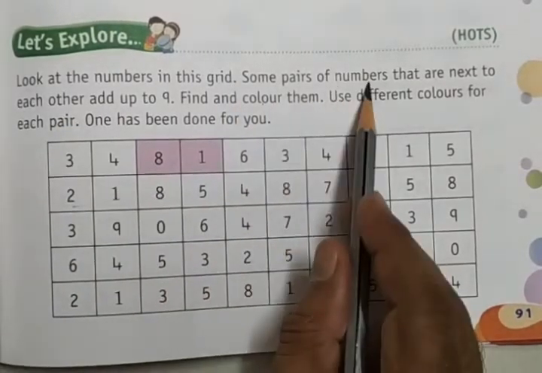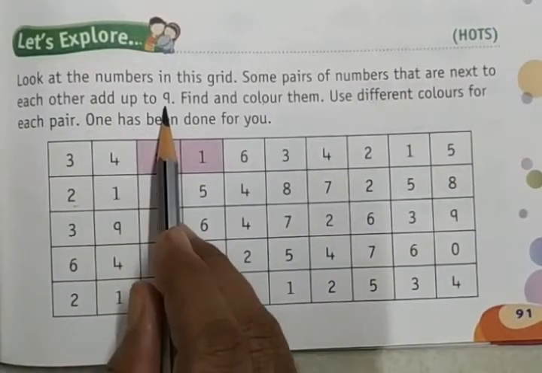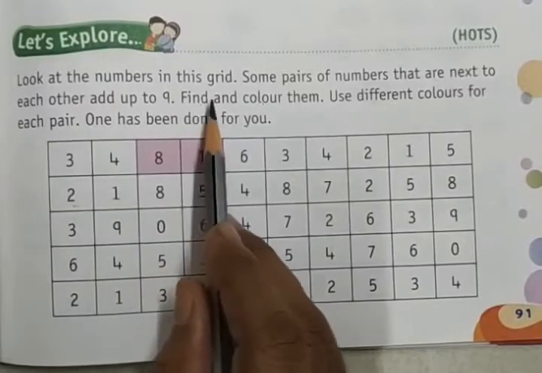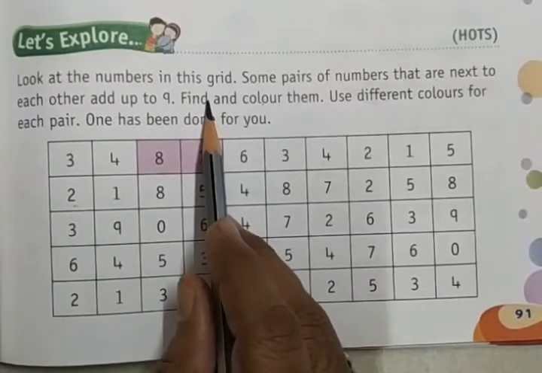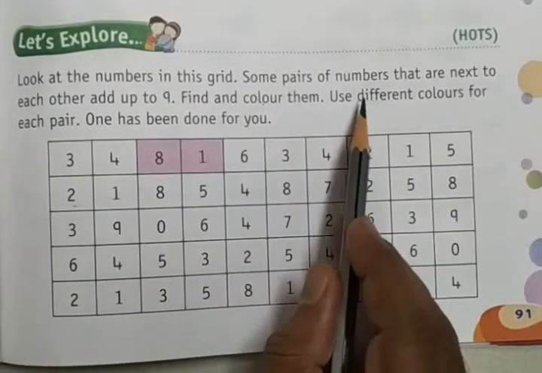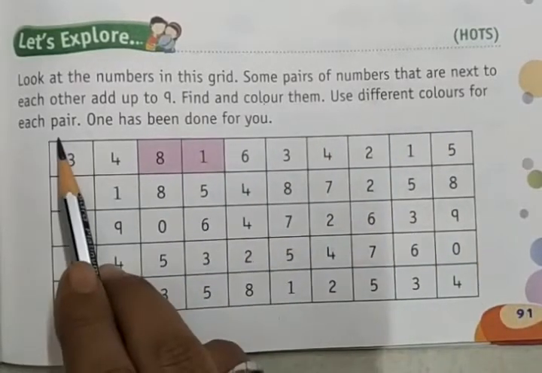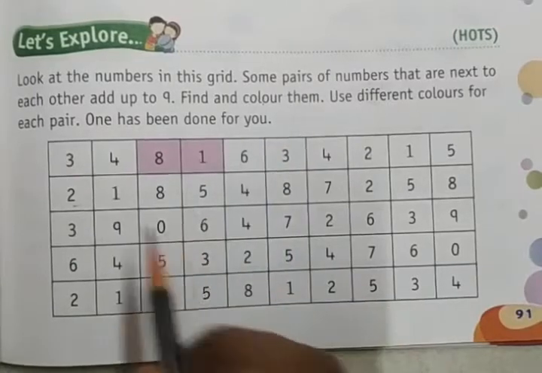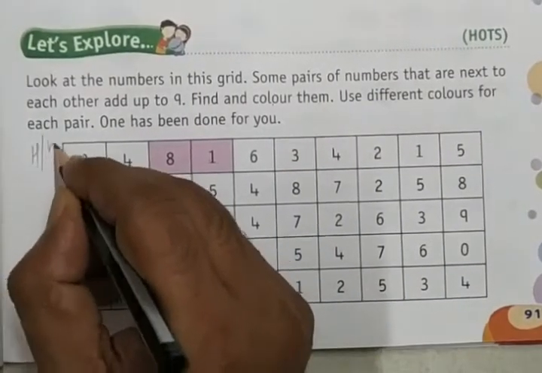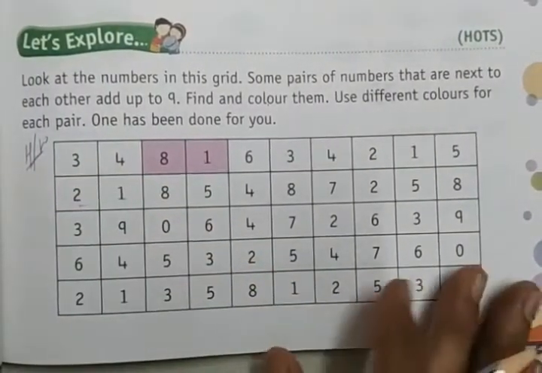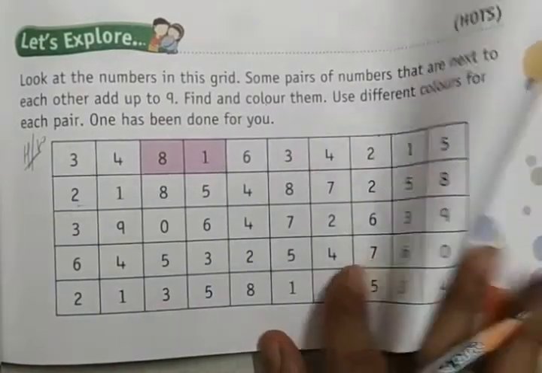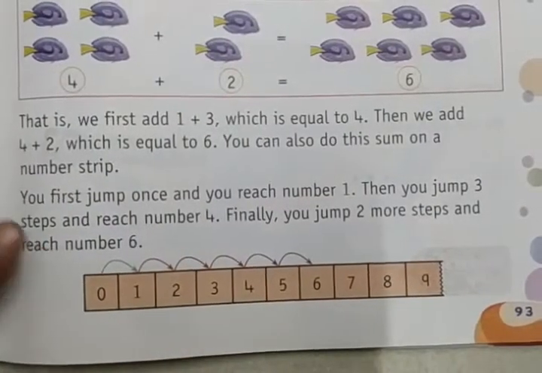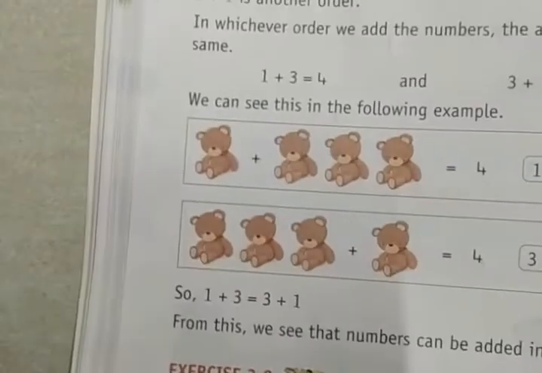So look at the numbers in the number grid. Some pairs of numbers that are next to each other add up to 9. Okay. And color them. Use a different color to color each pair. One has been done for you. Right. You take this homework and solve it. Okay. Will you do it? Right. Next we'll move on to the order of addition.